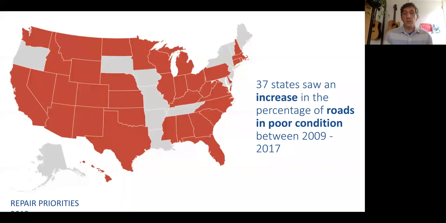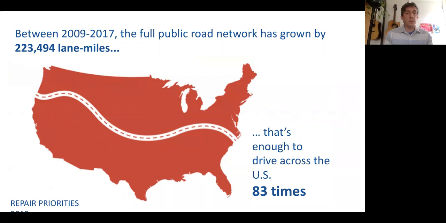States have let their roads go into poor condition, despite getting significant funding over the last 5 years, plus the American Recovery and Reinvestment Act. And we built roads to cut across this country 83 times with that funding while letting our roadways fall apart.